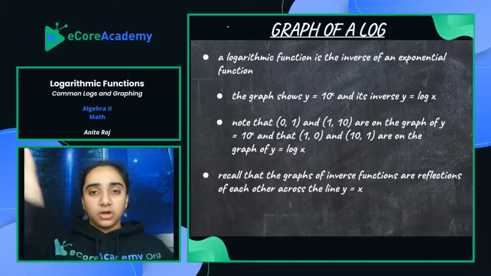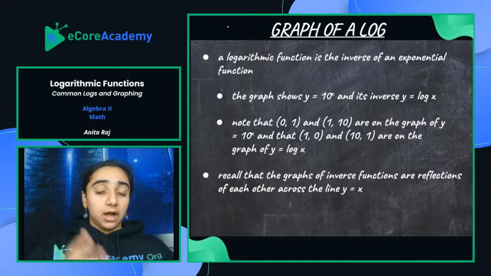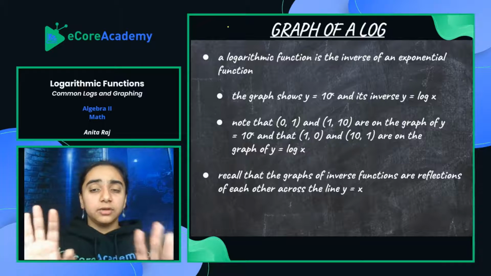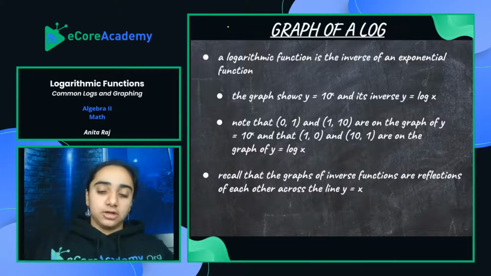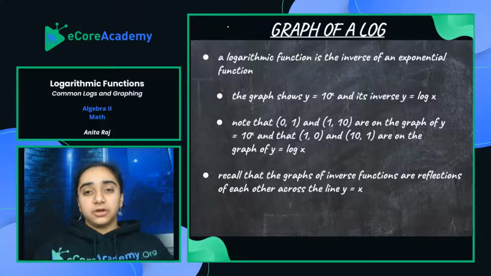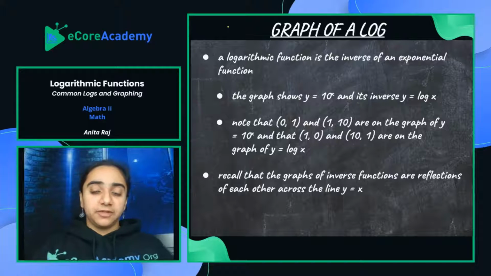It goes straight through the origin. It goes from left to right upwards. And if you look at inverse functions, they're pretty much reflected across this line. That's how you know that two functions are inverse functions, just by looking at their graphs, if they're reflected across the line y equals x.